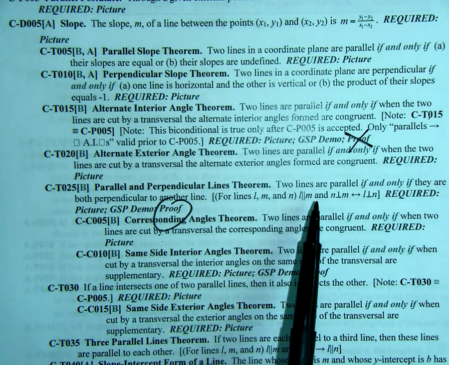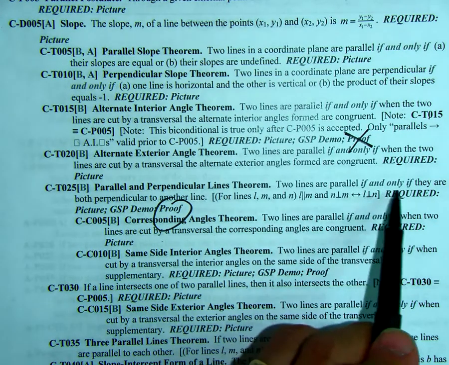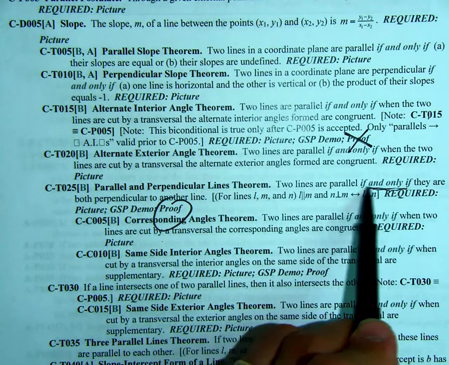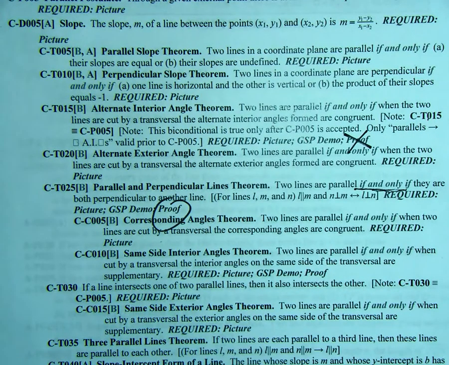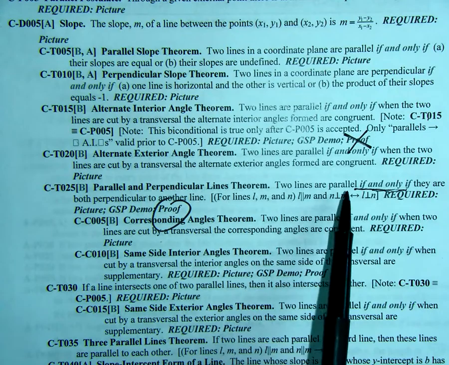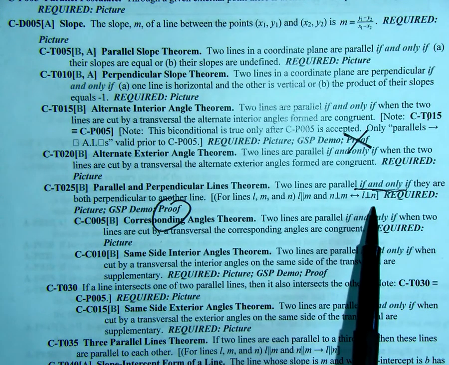One of the first things that I need to point out is if you have an if and only if, then it's really actually two proofs, one for each direction. Let me explain what I mean by that. So this says two lines are parallel if and only if they are both perpendicular to another line. And then we get a little bit more here.